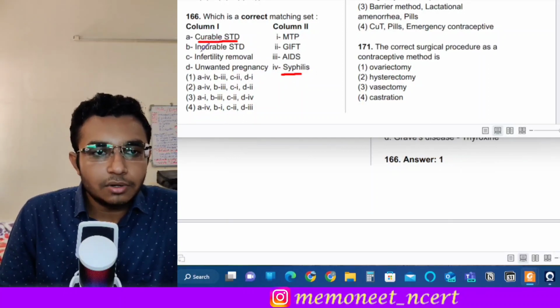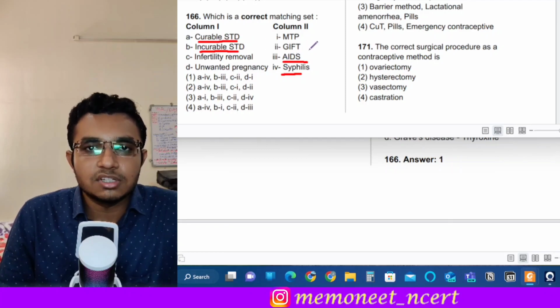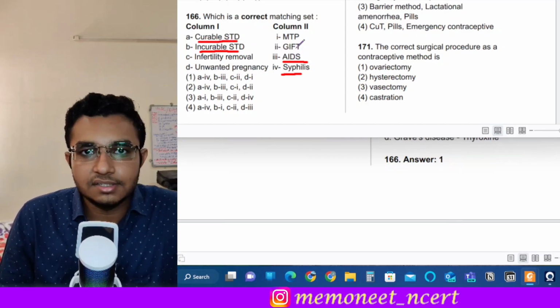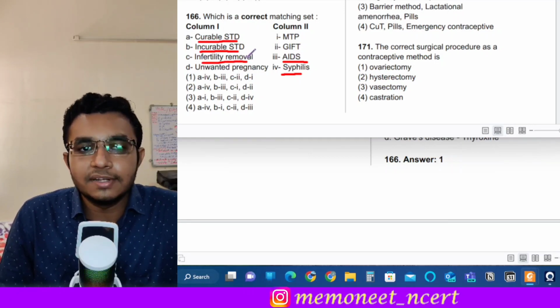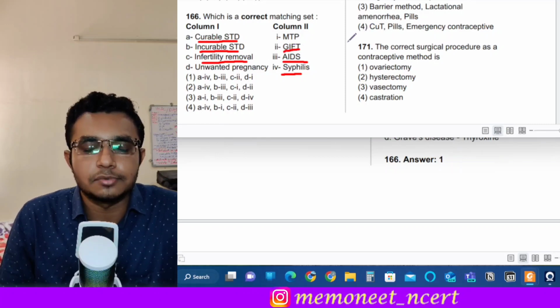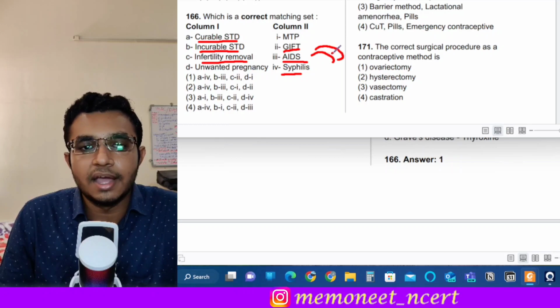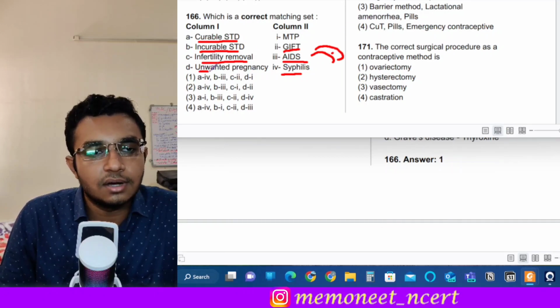Then the incurable STD here is AIDS, and AIDS is caused by human immunodeficiency virus, and as we know, there is no proper treatment of AIDS. So the incurable STD is AIDS. Next is infertility removal. The method used for infertility is GIFT, or the gamete intrafallopian transfer. In this, both male gamete and female gamete are transferred into the fallopian tube, and fertilization takes place inside the fallopian tube.